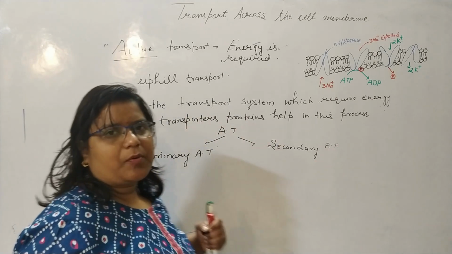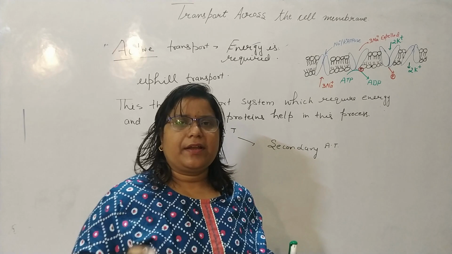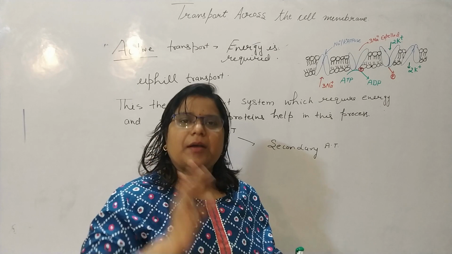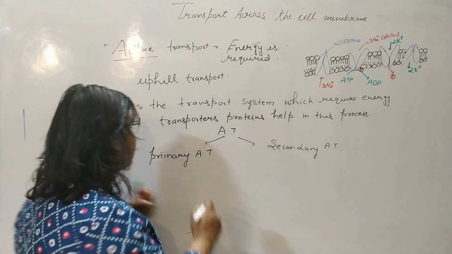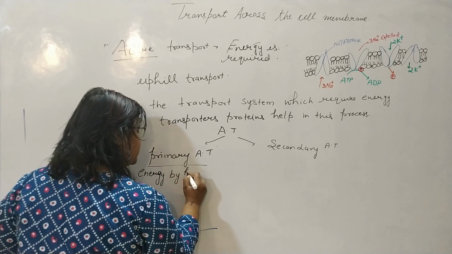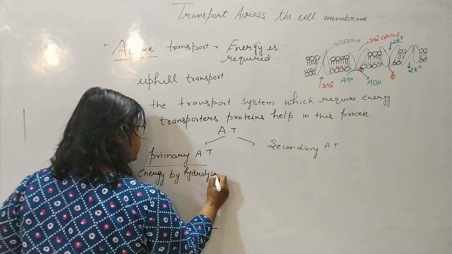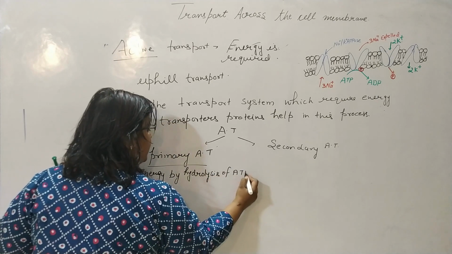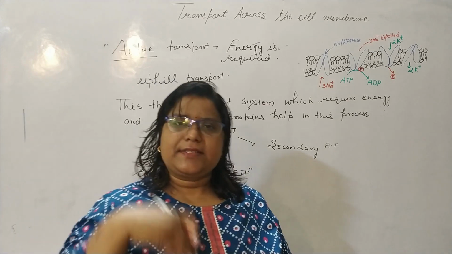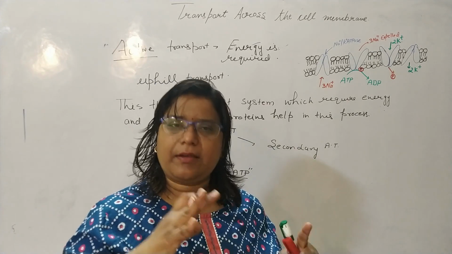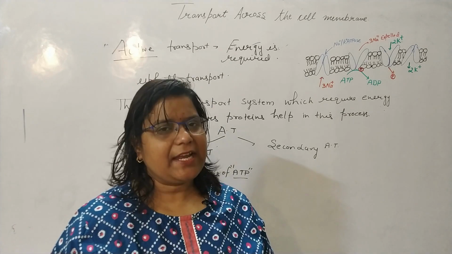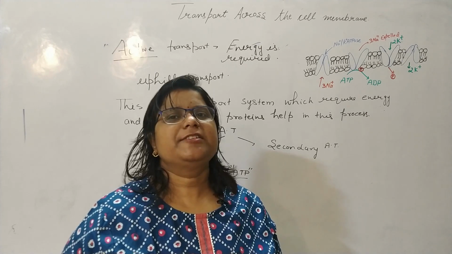In the primary active transport, the energy which is required comes by the hydrolysis of ATP. Okay, so energy by hydrolysis of ATP, means ATP, adenosine triphosphate. Okay, so ATP is the energy which is required. In the primary active transport, the ATP is hydrolyzed in the form of ADP, and this way energy is produced.